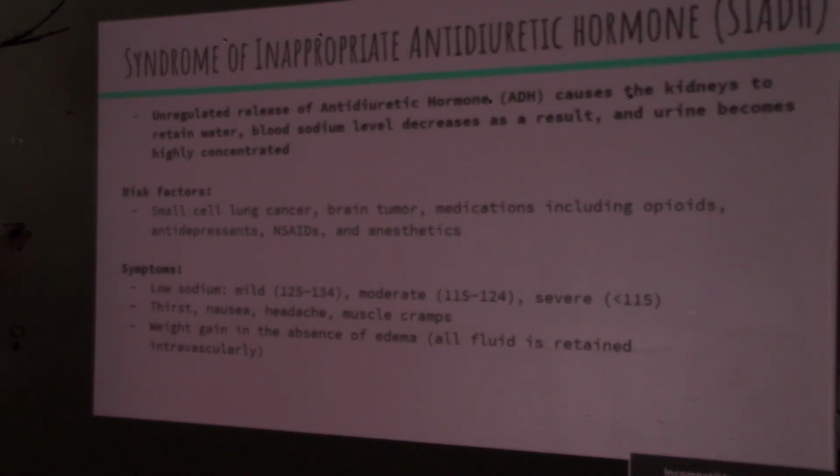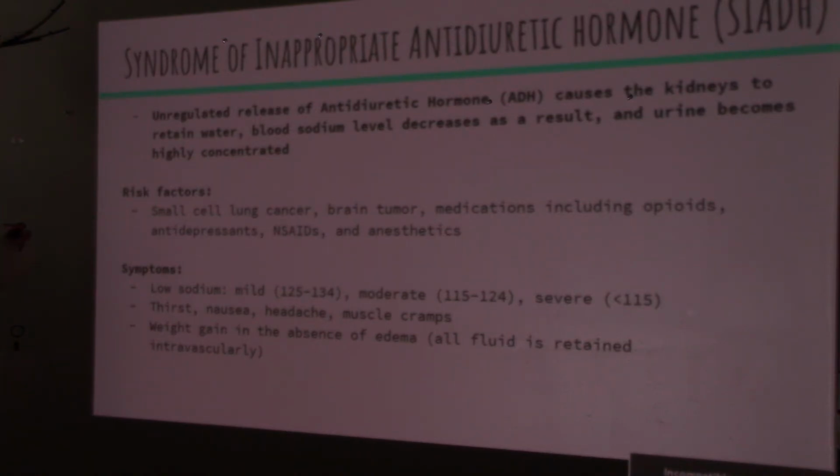Syndrome of inappropriate antidiuretic hormone, SIADH. This is unregulated release of antidiuretic hormone that can cause the kidneys to retain water. The blood sodium levels will decrease as a result, and the urine is going to be very concentrated. So it's really a water issue, not a sodium issue. But the sodium is what you'll see in the lab work.